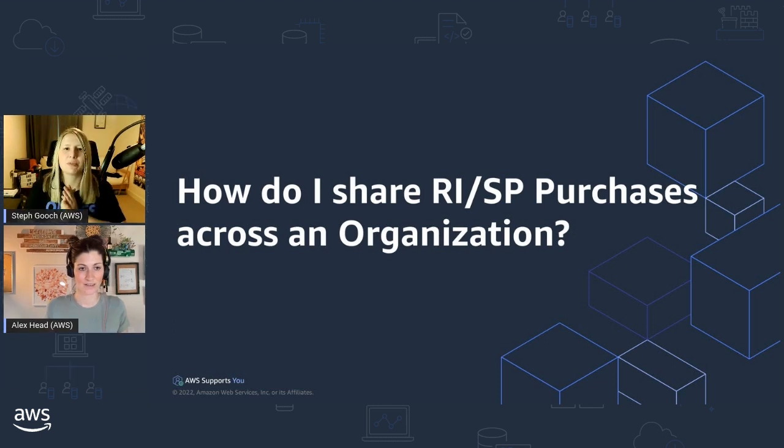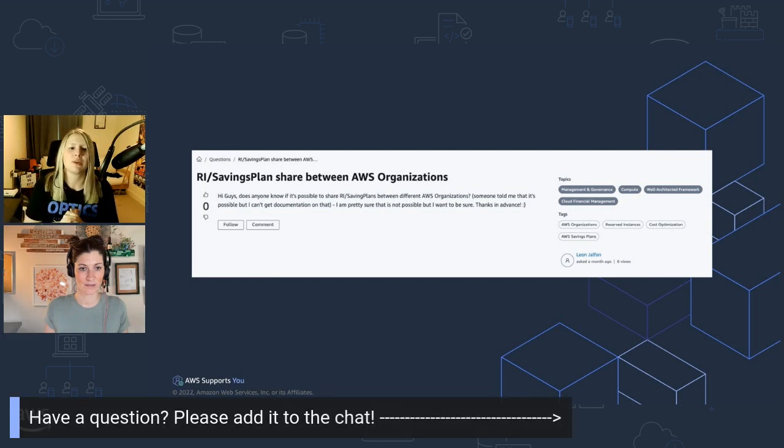So this comes from a re:Post question. It was, how do I share RI and Savings Plan purchases across an organization?